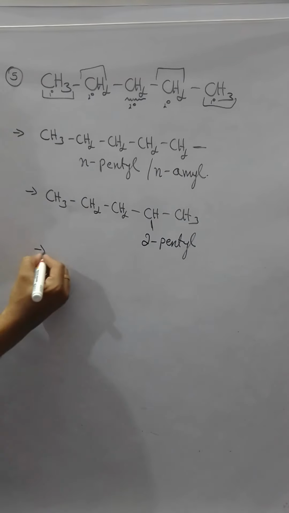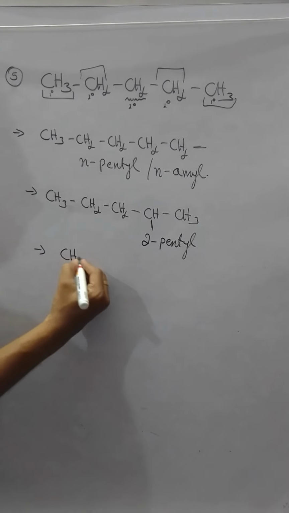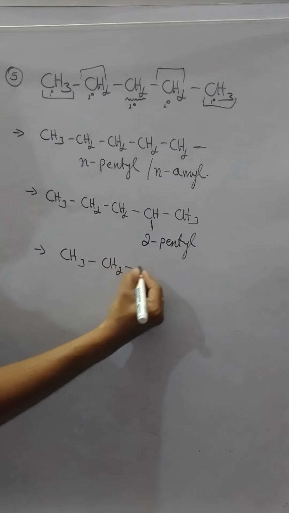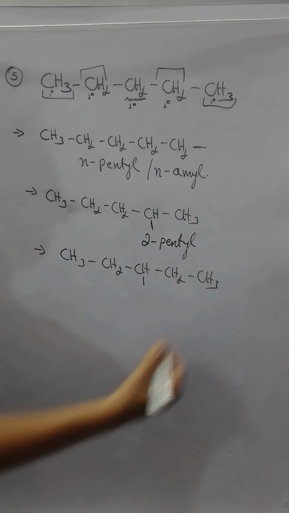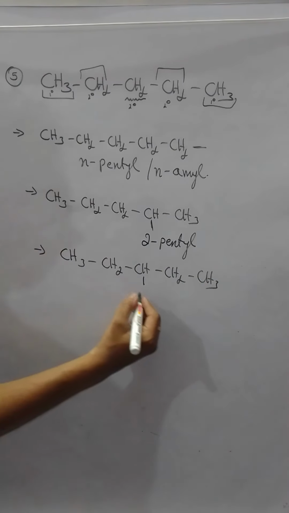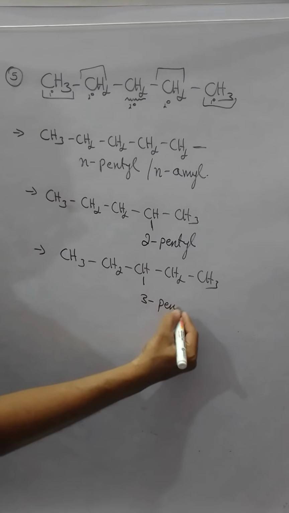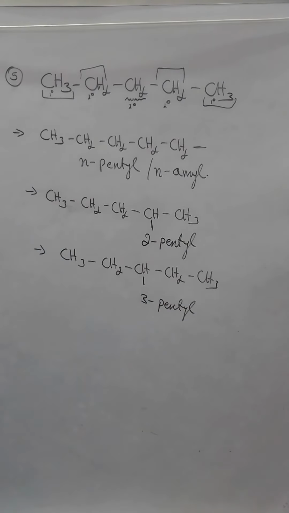Okay. Now in the same way, so now you would have understood what do we call this? A CH3, CH2. Now this will be my CH. This is my CH2, CH3. Now this will be my 3-pentyl. I'll call it as 3-pentyl over here. Is this clear? So these are the 3 pentyls which you have to remember, which is N-pentyl or N-amyl, 2-pentyl or 2-amyl, 3-pentyl or 3-amyl over here.